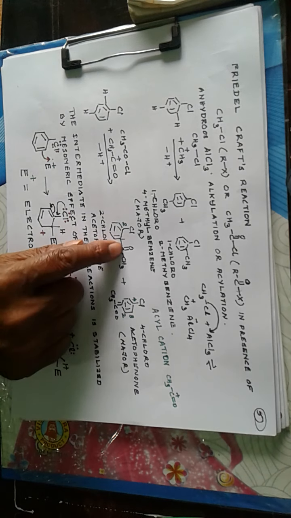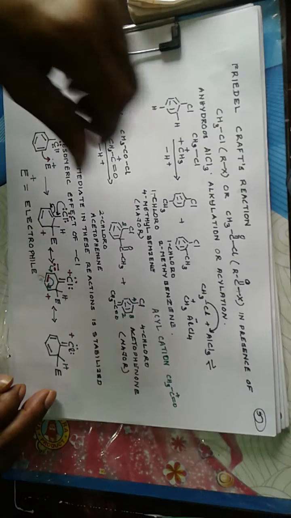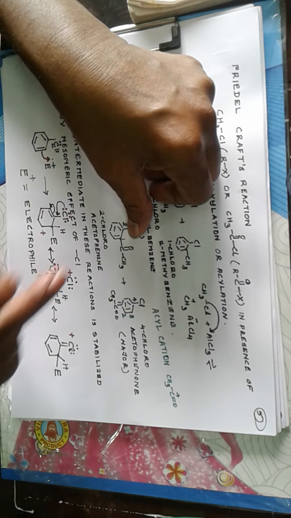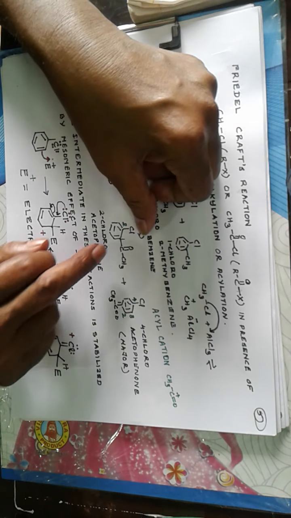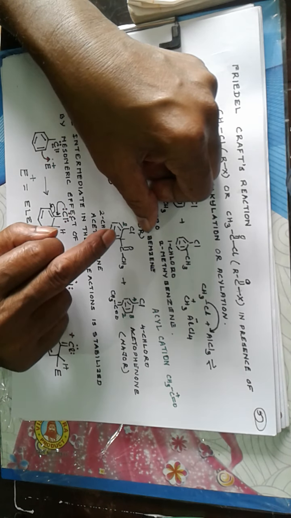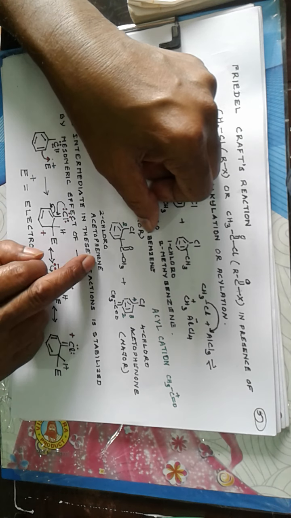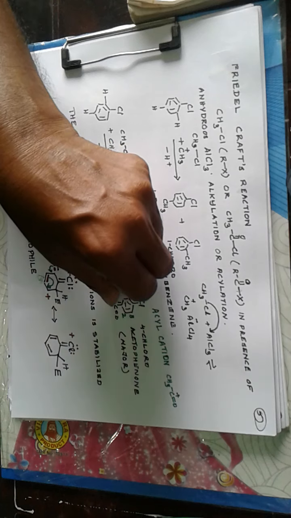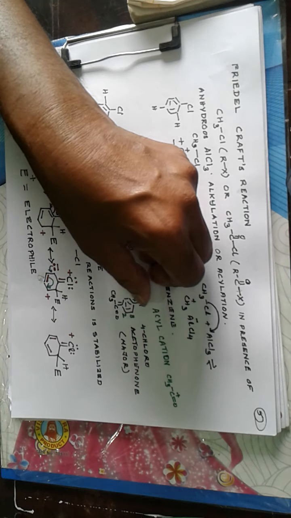Now we give a preference to the COCH3 group over Cl, and in the absence of Cl, the compound is called acetophenone. It's a ketone, acetophenone. Now here this is 2-chloroacetophenone, or we call it orthochloroacetophenone. Then this is parachloroacetophenone or 4-chloroacetophenone.